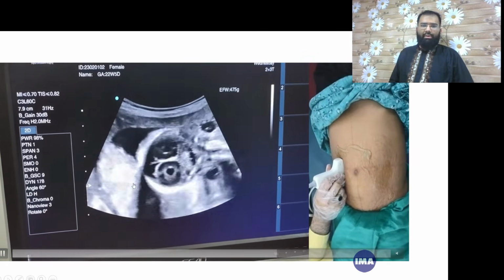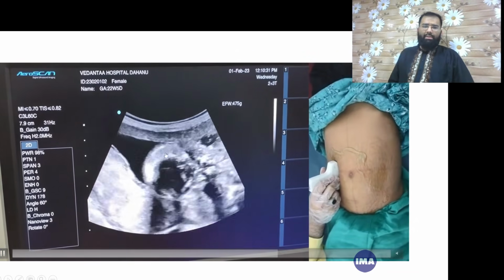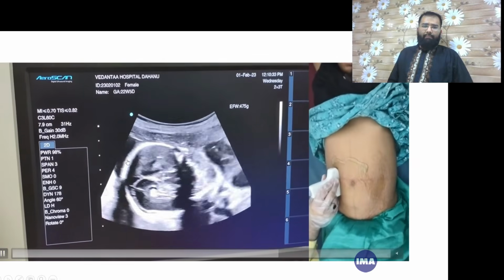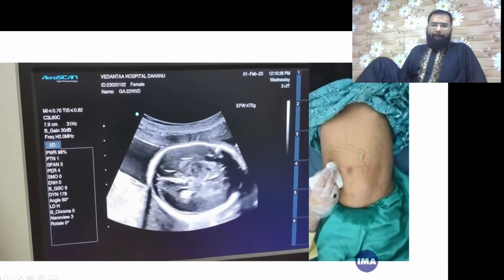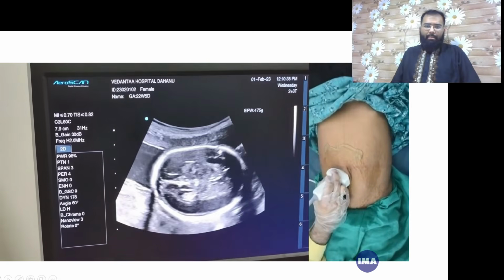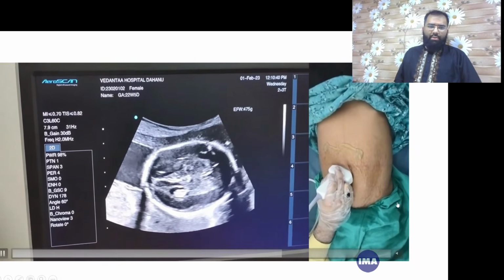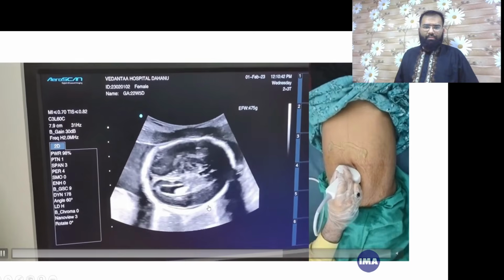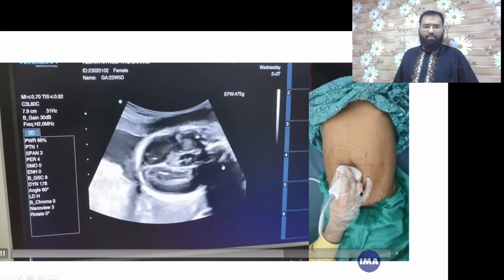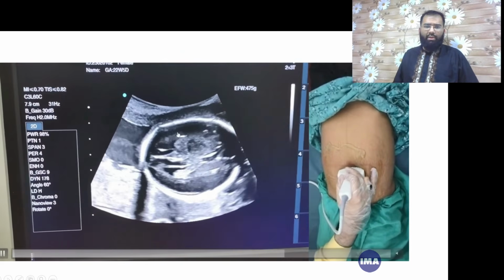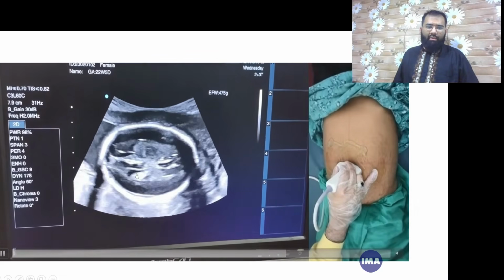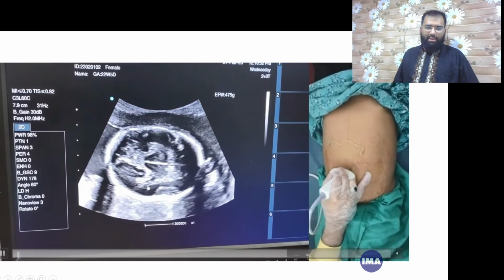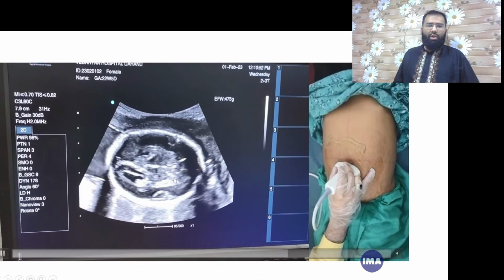Now, moving ahead, this is the coronal section, and we are able to see the fetal head again. This is the axial section of the fetal head. We are able to see this bright thing within the ventricles. This is nothing but the choroid plexus.